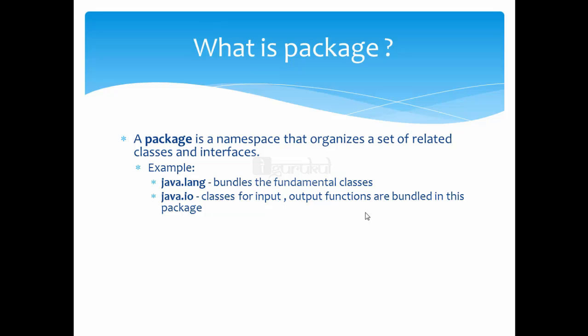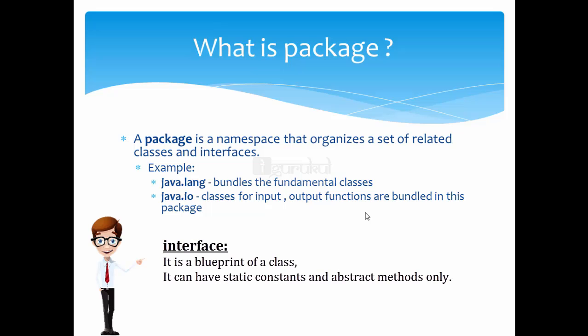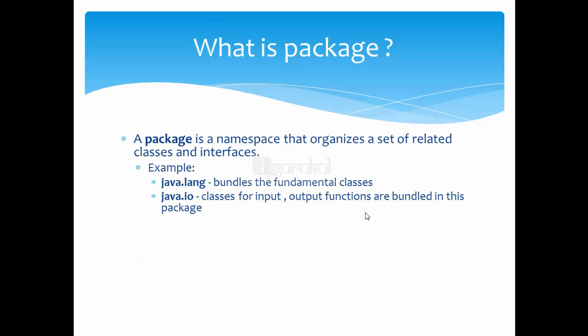You know what classes are? Let me give you a brief about the interface. An interface is considered a blueprint for a class. That means it has some static constants and abstract methods only. So what does that mean? That means an interface is something that looks like a class, but in that we have static constant variables and abstract methods only. That means the methods can only be declared in that part. A method will not contain any body.